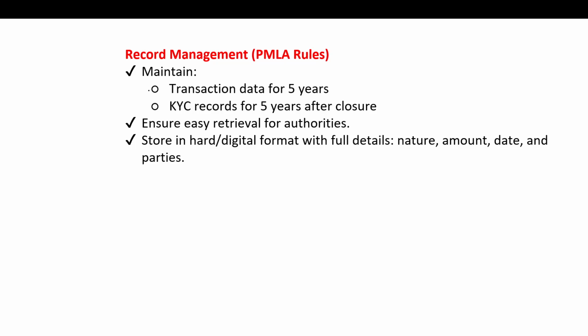Our records must include the nature of transaction, amount, currency involved, date of transaction, who was involved, the sender and the receiver. Why is it important? It helps investigation by enforcement agencies. It allows the bank to reconstruct any transaction if required. The record has to be kept in digital form or paper form, but it must be easy to retrieve when needed by authorities.